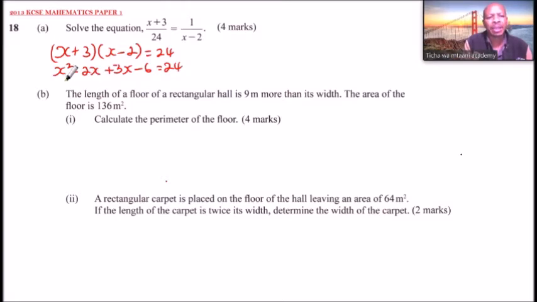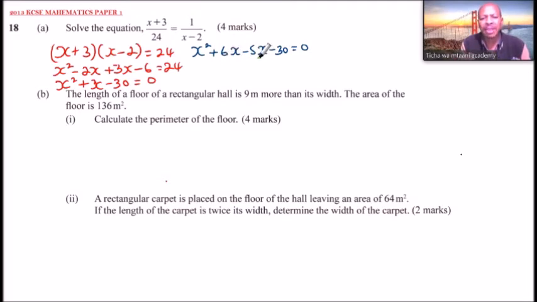Put the like terms together. This will give you x squared, minus 2x plus 3x gives plus x. Then you bring 24 to this side, it becomes minus, so minus 24 minus 6 becomes minus 30, equals 0. This is a quadratic equation, so we can solve it by the factorization method. We can rewrite the equation as x squared plus 6x minus 5x minus 30 equals 0. You look for two numbers such that when you add them you get 1, that is 6 minus 5 is 1, and 6 times minus 5 is minus 30.